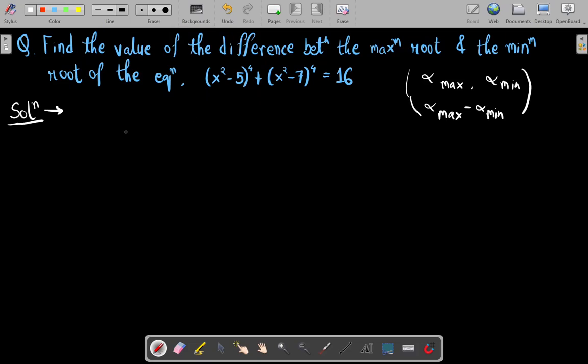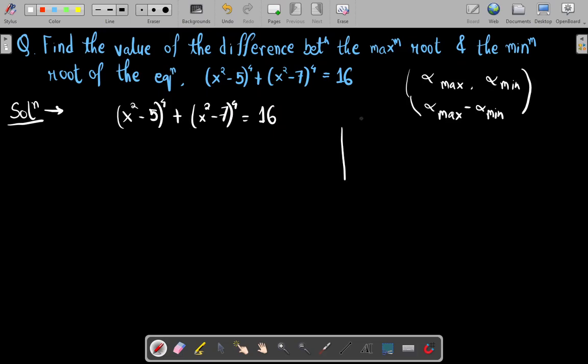First of all, the equation is of the form a⁴ + b⁴ equal to some constant. There is no direct formula for a⁴ + b⁴. The equation is (x² − 5)⁴ + (x² − 7)⁴ = 16. So between these two expressions, is there an expression which lies in between these two?